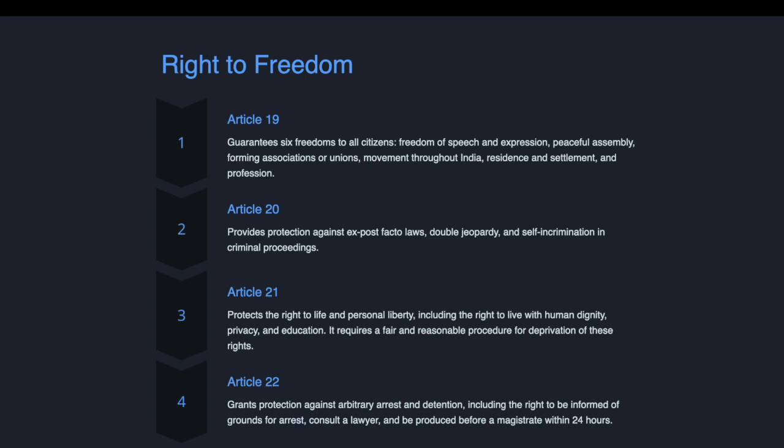The next is Article 21. It protects the right to life and personal liberty, including the right to live with human dignity, privacy, and education. It requires a fair and reasonable procedure for deprivation of these rights. The next is Article 22. It grants protection against arbitrary arrest and detention, including the right to be informed of grounds for arrest, consult a lawyer, and be produced before a magistrate within 24 hours.